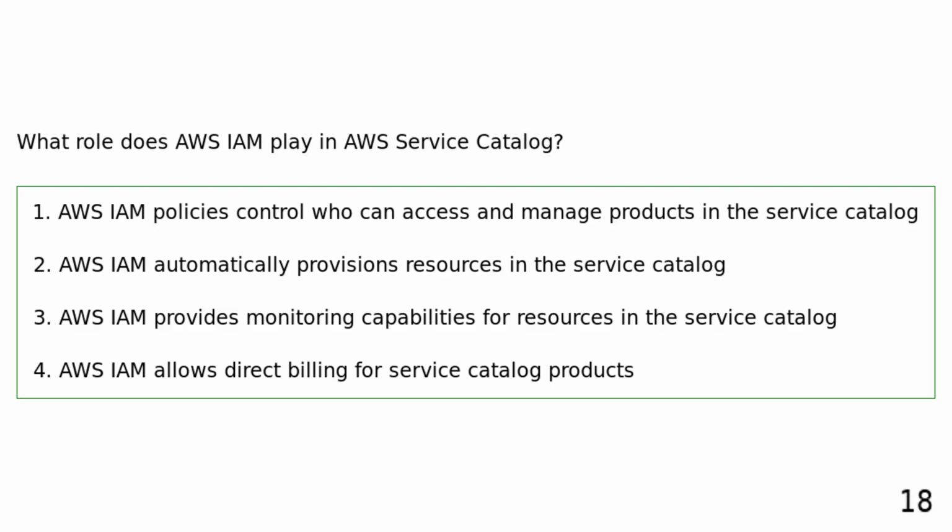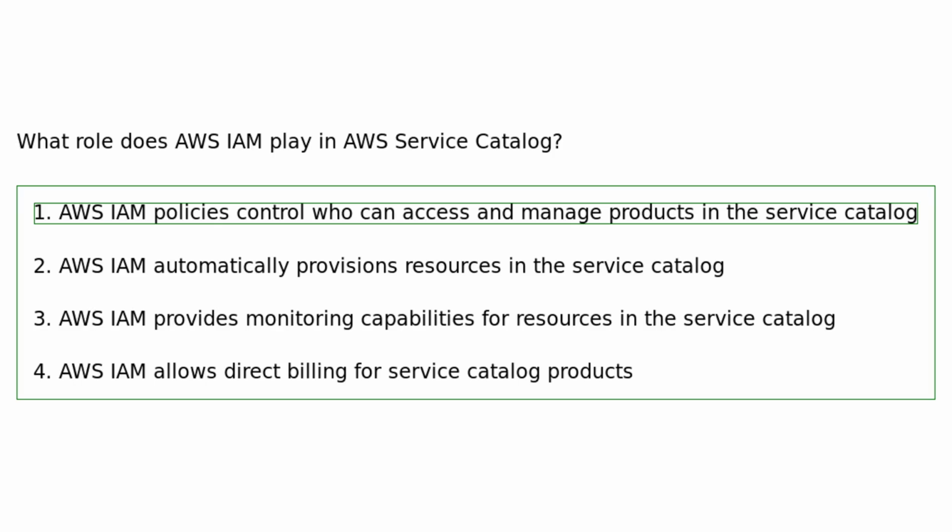AWS IAM policies control who can access and manage products in the Service Catalog. AWS IAM automatically provisions resources in the service catalog. AWS IAM provides monitoring capabilities for resources in the service catalog. AWS IAM allows direct billing for service catalog products.